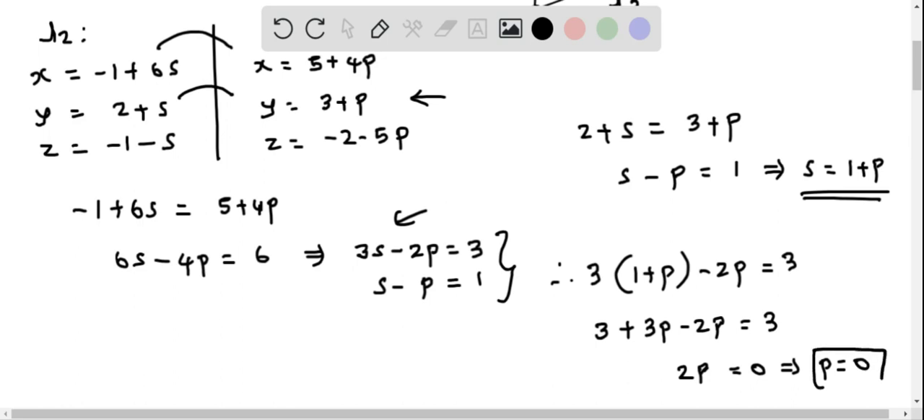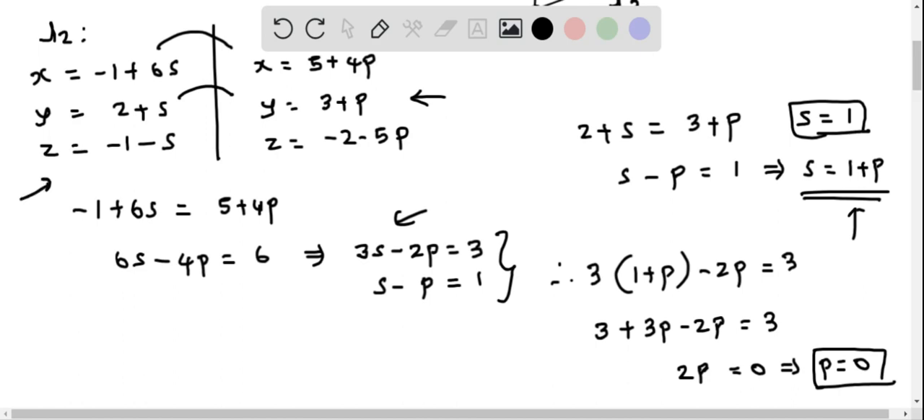So we found the value of p equals 0, which we substitute into the expression for s, so that we determine the value of s. So therefore s equals 1 plus 0 is 1. So we determine the value of s and p using the two coordinates x and y. Now let's see if this is consistent with the z equation.